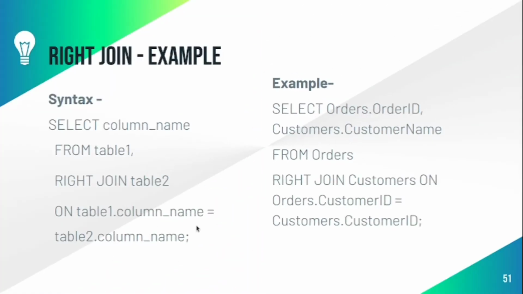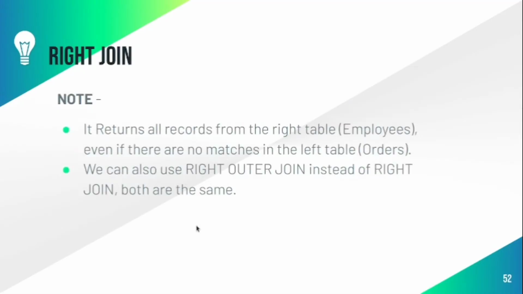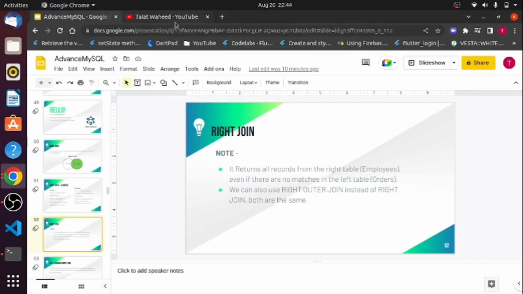So next, we can also use right outer join instead of right join. Both are the same. Okay, you can write right outer join or you can write right join.